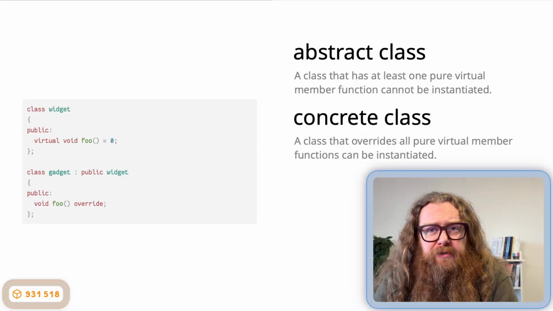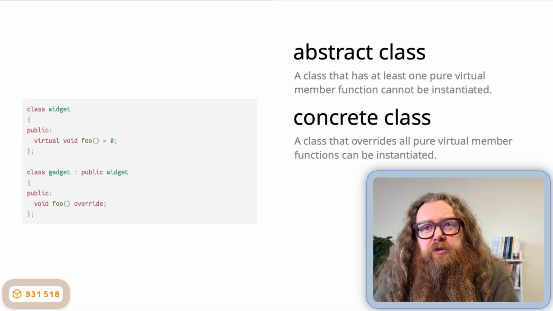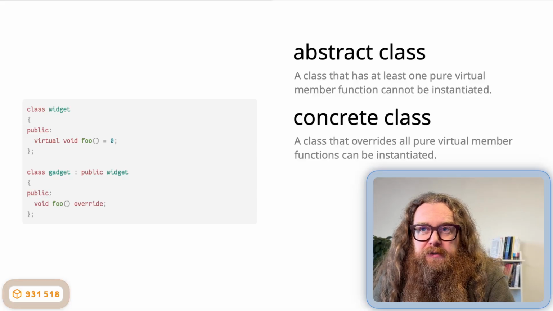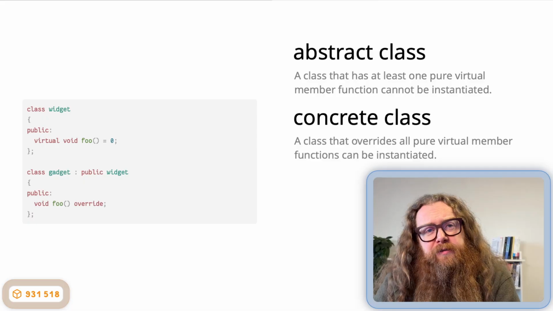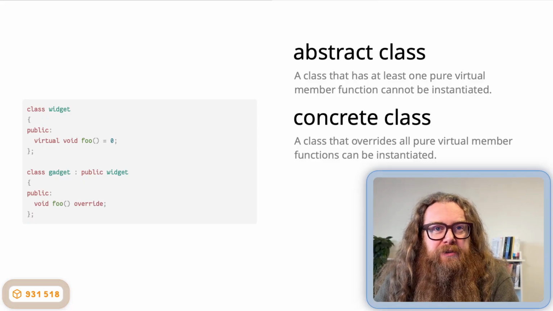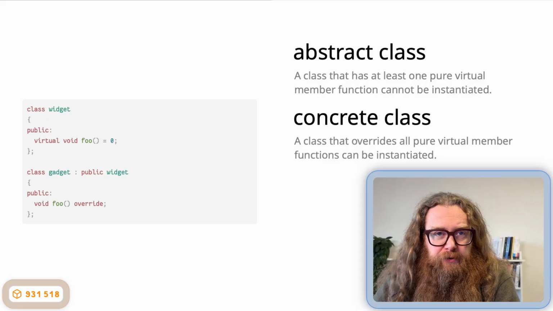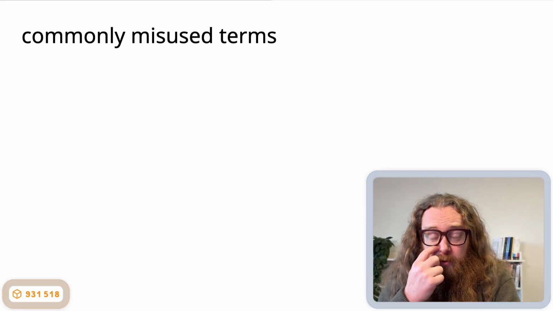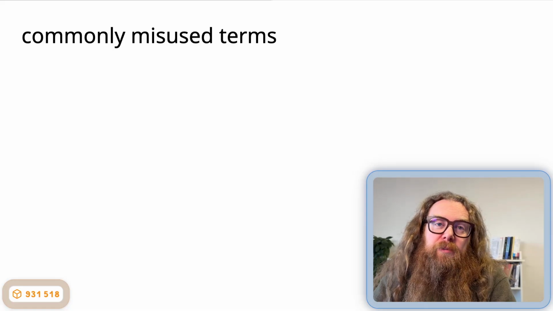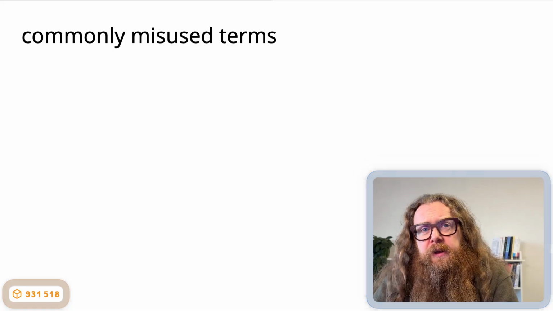So derived classes that do not override the pure virtual member functions from the abstract base class are themselves abstract and cannot be instantiated. Only if a class overrides all pure virtual member functions, it can be instantiated and is called a concrete class. So those were the terms that I wanted to present today.